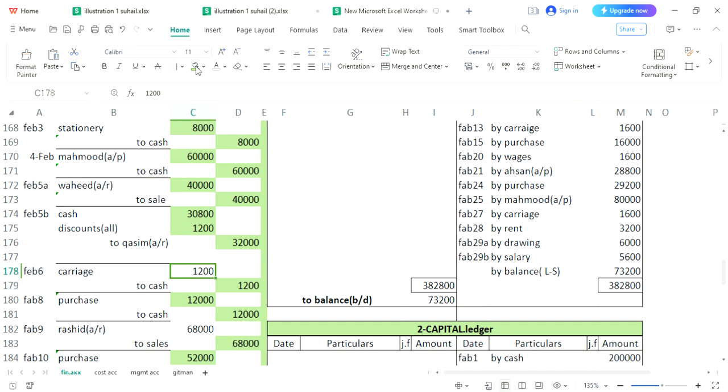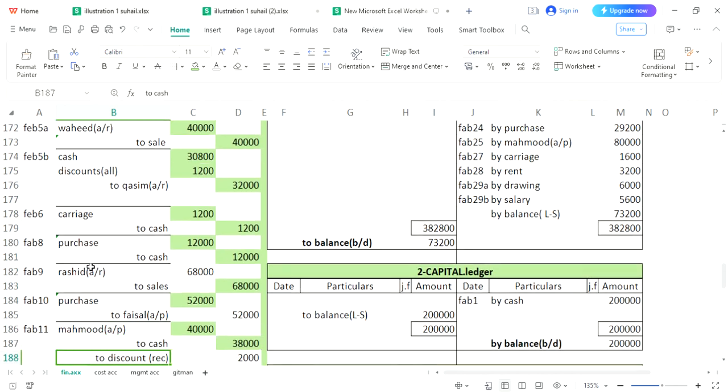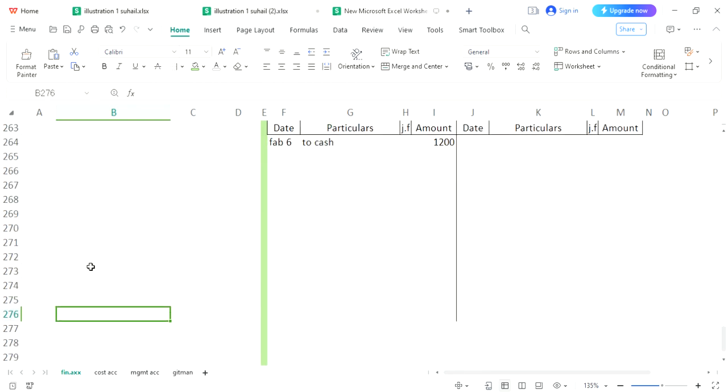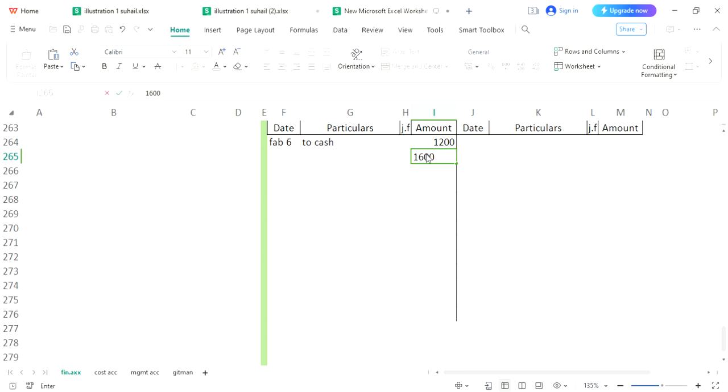Alright, the next entry which we are going to do: the carriage account is still incomplete, so we'll see if carriage is present anywhere else. Okay, second carriage has arrived. I was thinking that was the only one entry, but carriage is present again. 1600 is debited. So after 1200 you are going to write 1600 on the debit side.